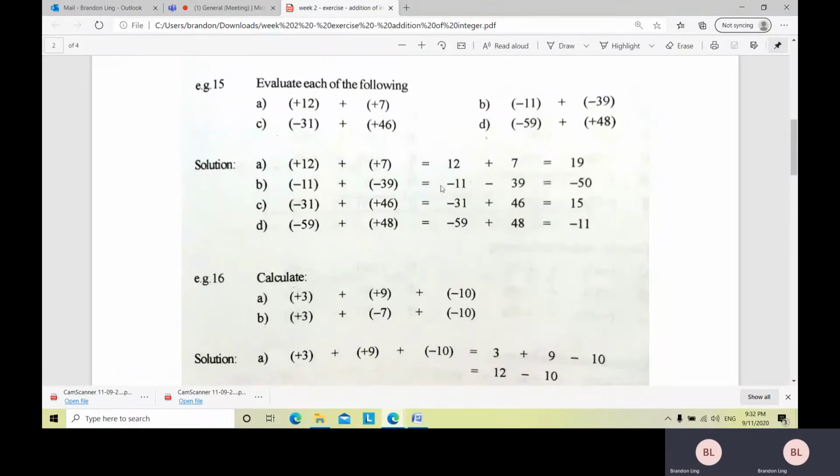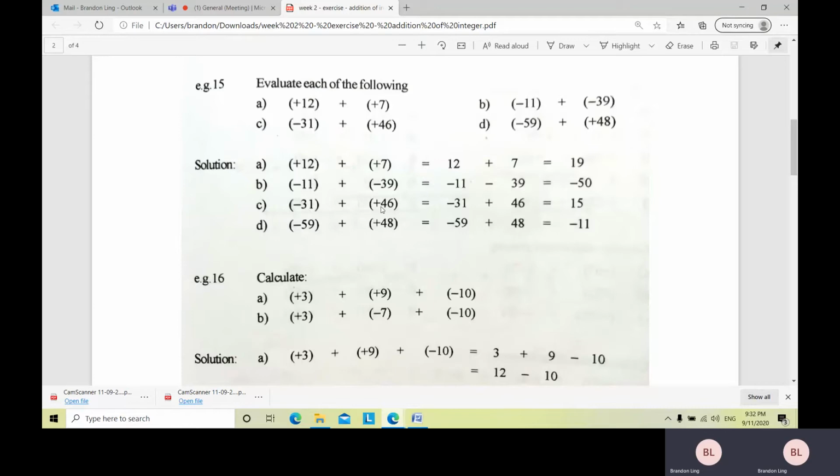That means you are owing someone 11 ringgit. And then the following morning, you owe another person 39 ringgit. So therefore, you are owing negative 50 ringgit.